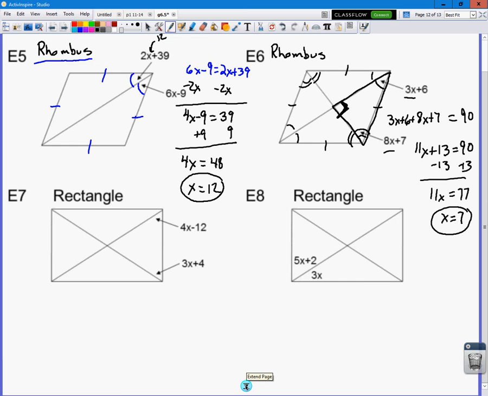Yep, question? Okay, so on example 6, can I just add all three of the numbers, like the first equation, second equation, and 90? Right, you could have done this. 3x plus 6 plus 8x plus 7 plus 90 equals what? 180. You certainly could have done that.